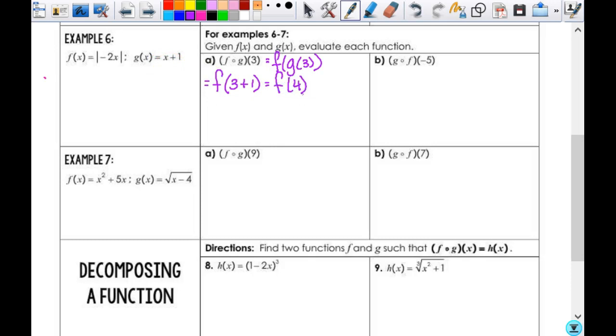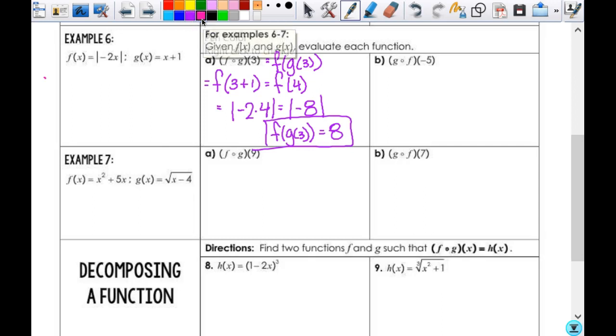Then is finding f of 4 pretty easy? I just substitute in, and f of 4 is the absolute value of negative 2 times 4, which gives me the absolute value of negative 8. So f of g of 3 is what? 8. Everybody okay with that? Any questions about where anything came from? Don't wait until it's too late to tell me where I lost you. Okay.